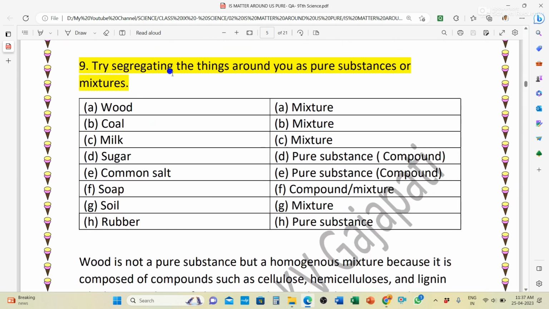Now, try segregating the things around us as pure substance or mixture. So, wood is a mixture and coal is a mixture. Milk is also a mixture. Sugar is a pure substance. This is a compound. Then common salt is also a compound, a pure substance. Then soap can be a compound or mixture. Then soil is a mixture and rubber is a pure substance.